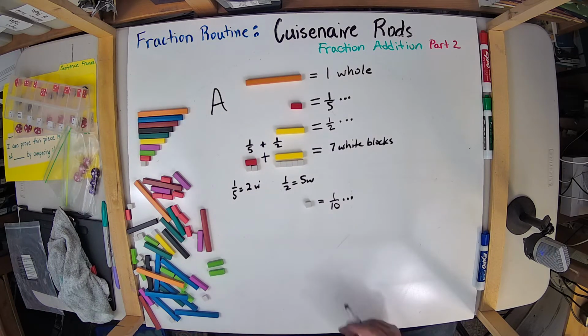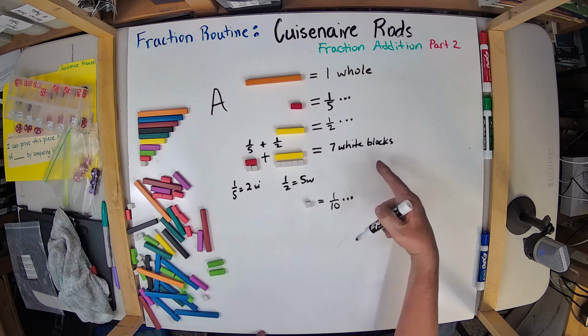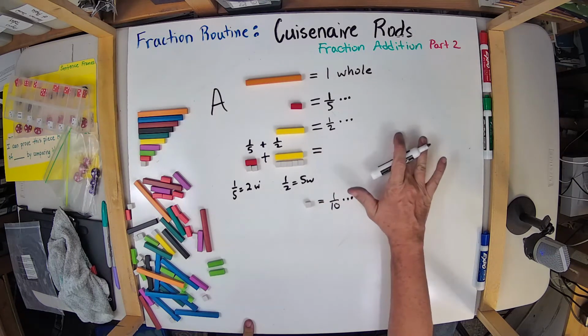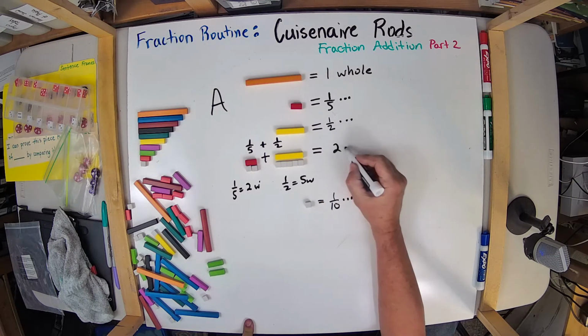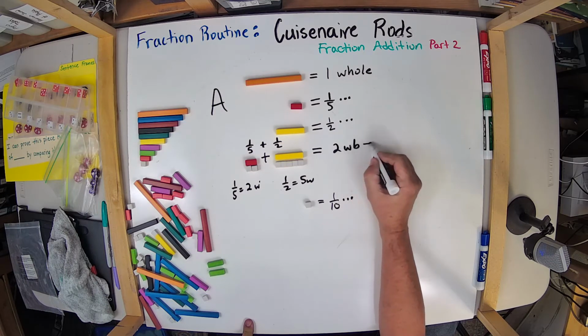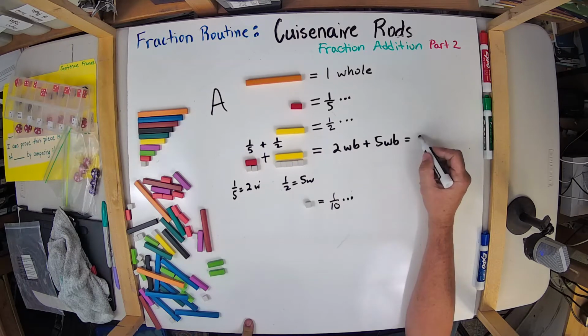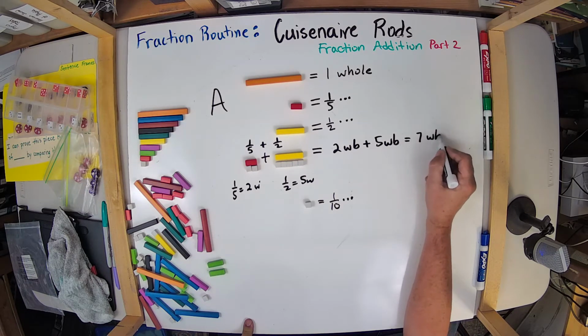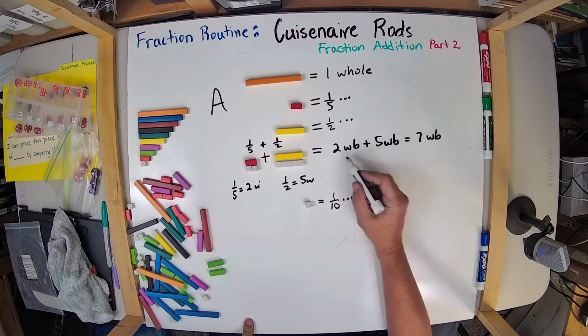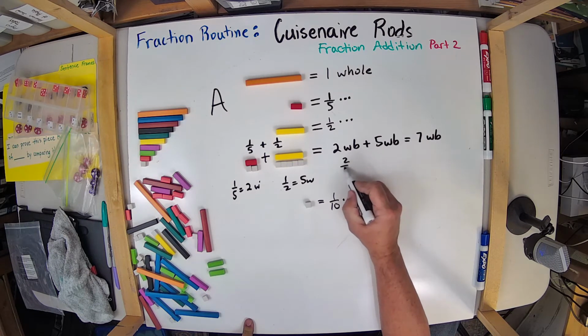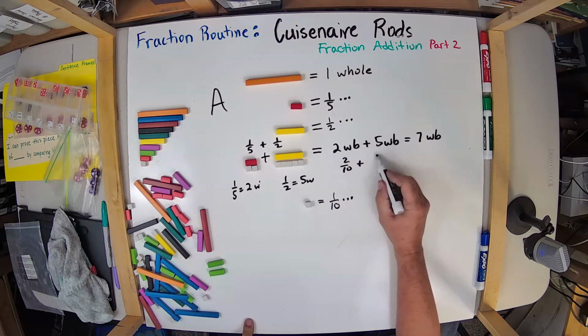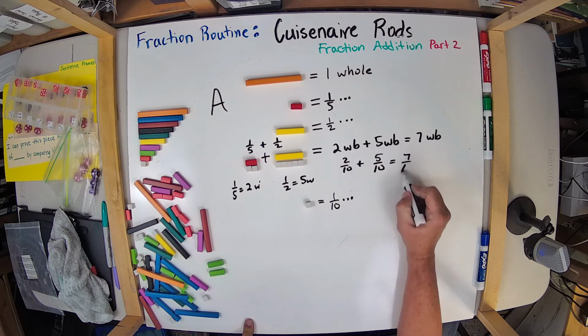Okay, so now instead of writing 7 white blocks, actually what I should have written there is not 7, but 2 white blocks plus 5 white blocks is equal to 7 white blocks. That's fine, but really this is 2/10 plus 5/10 equals 7/10. And so that's your answer.